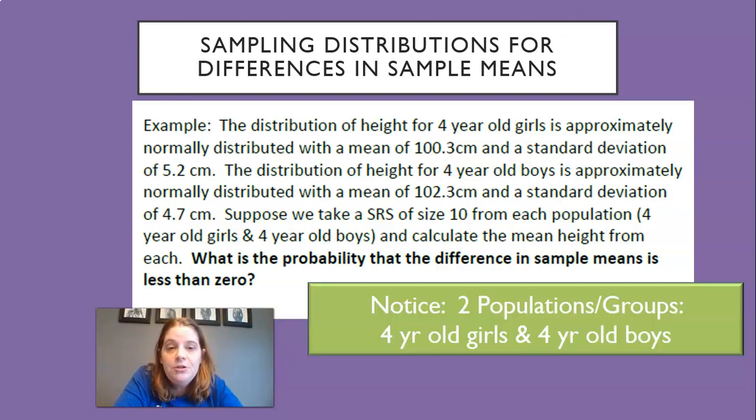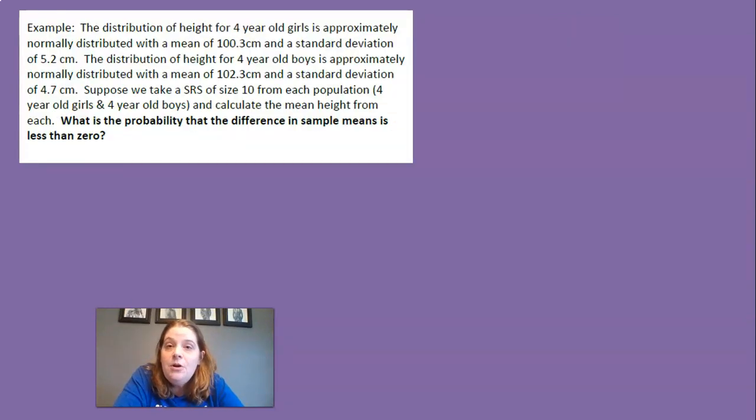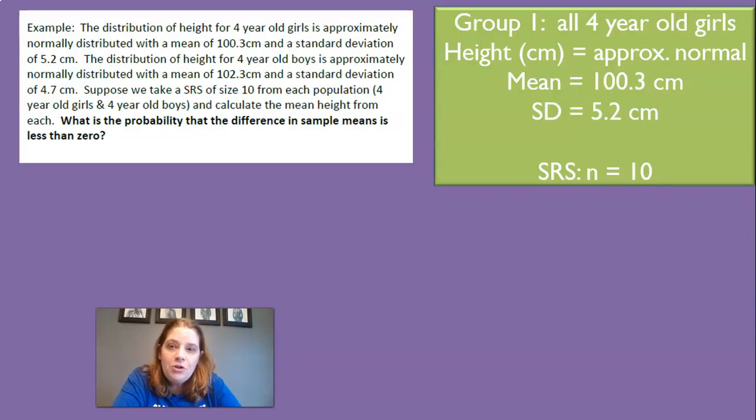All right, so one thing you should notice here is that this is a problem referring to two populations. We've got two groups of people here, 4-year-old girls, 4-year-old boys. Okay, two groups of people as opposed to just one group of people. Okay, so when we go to work our way through this, we should try to identify all those pieces. So group 1, I read through, I see it's all the 4-year-old girls. And the height, it says, is an approximately normal distribution. The mean is 100.3 and the standard deviation is 5.2. And we're planning on taking a simple random sample of 10.